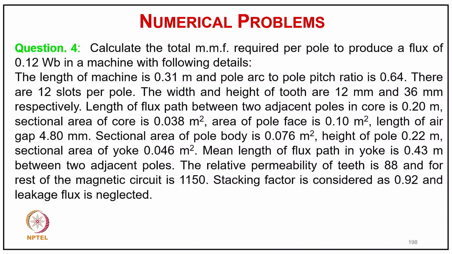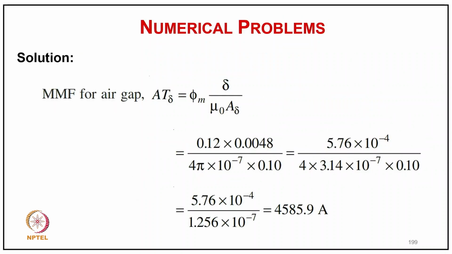Area of the pole face is 0.10 meter square. Length of air gap is 4.8 millimeter, and sectional area of pole body is 0.076 meter square. Height of the pole is 0.22 meter. Sectional area of yoke is 0.046 meter square. Mean length of yoke between the two adjoining poles is 0.43 meter, and the relative permeability of the teeth is 88, and for the rest of the magnetic circuit is 1150. Stacking factor is considered 0.92, and leakage flux is neglected.